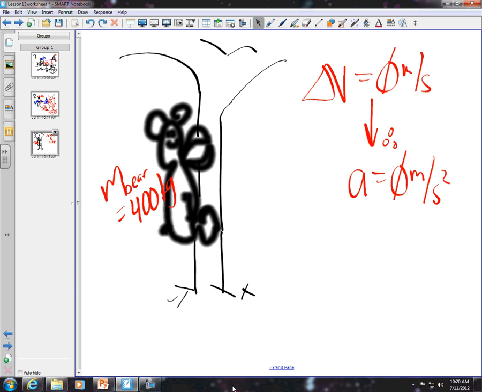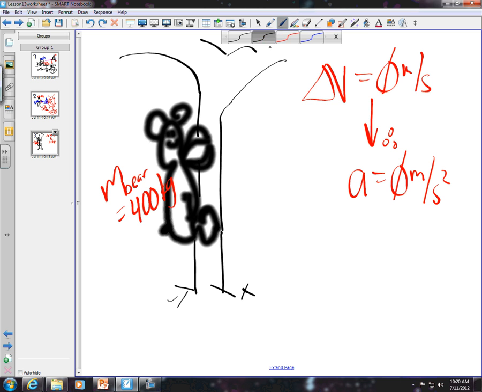Acceleration is 0 meters per second squared. It's very important: anytime you see constant velocity, it means acceleration is 0. That doesn't mean the guy's not moving, or this gal bear. It just means moving at a constant speed. Now, the important thing is that the net force is 0.